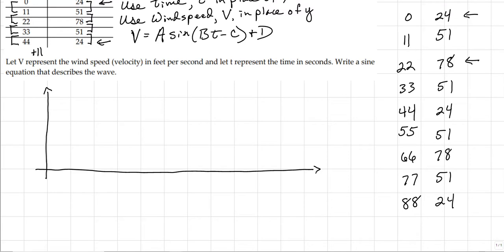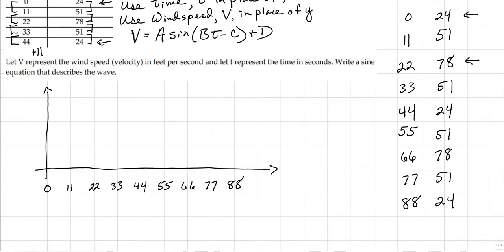I'm going to do the time values along the horizontal axis. And since I don't have to start at 0 for the vertical axis, or the v-axis, I'm just going to indicate that I am skipping some values from this 0, and we're going to start our graph at 24, and then we'll have 51, and then we'll be at 78.